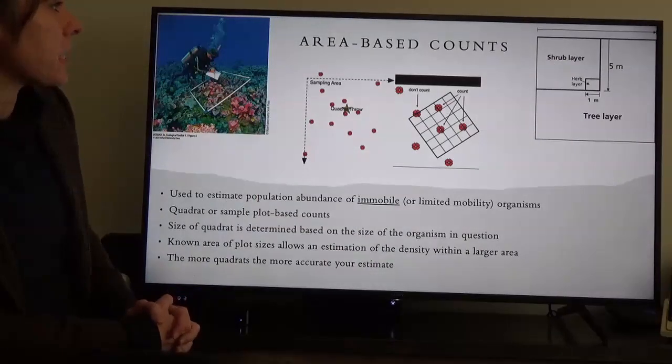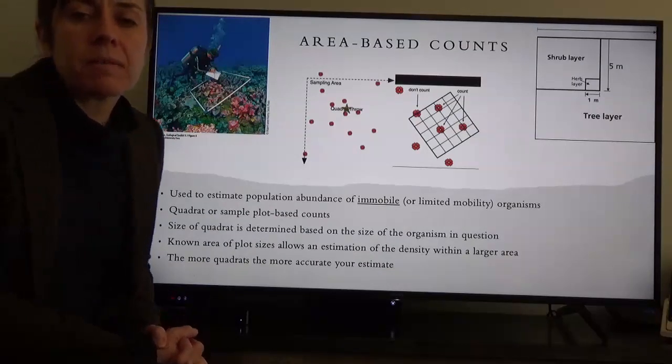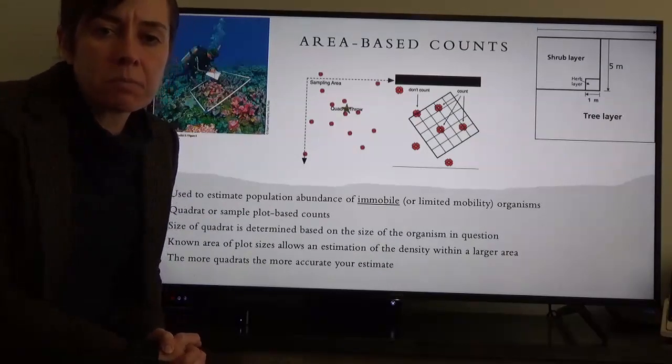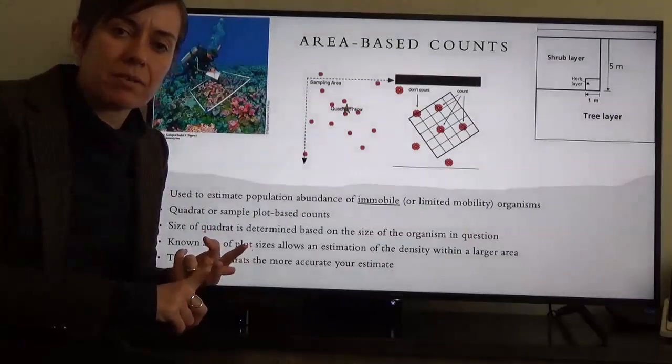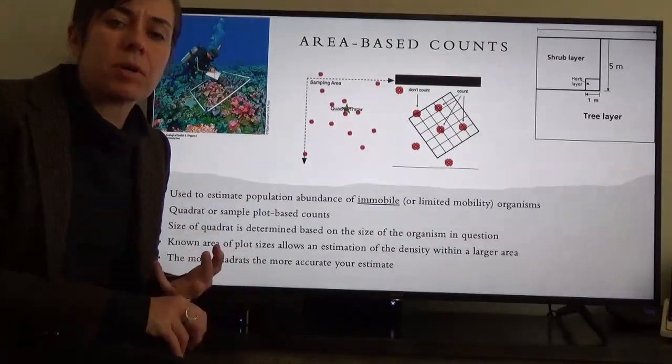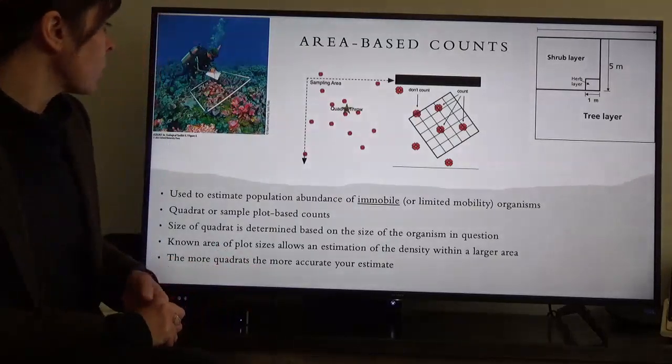Okay, so first up is area-based counts. And this is exactly what it sounds like. You have some fixed area, you count the number of individuals in it. Sometimes we score presence absence, sometimes we count, and I'm going to show you that sometimes we also estimate percent cover, and that it really depends on what you're measuring.